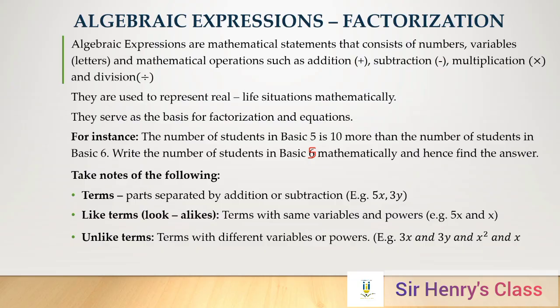So let's assume we don't know the number of students in basic 5. Let's represent it as b. So this is why we'll say b is equal to x. Anytime you see statements like this, we are doing algebraic expression. That's b5, then b6, which is basic 6.